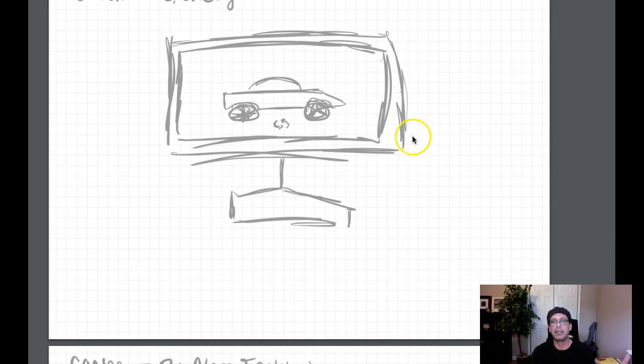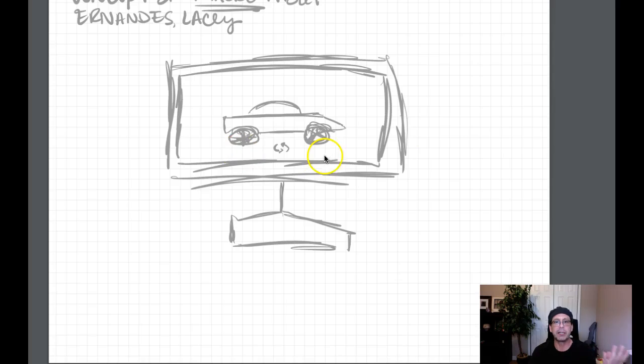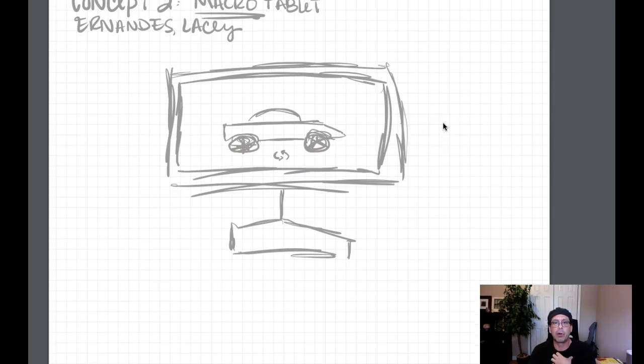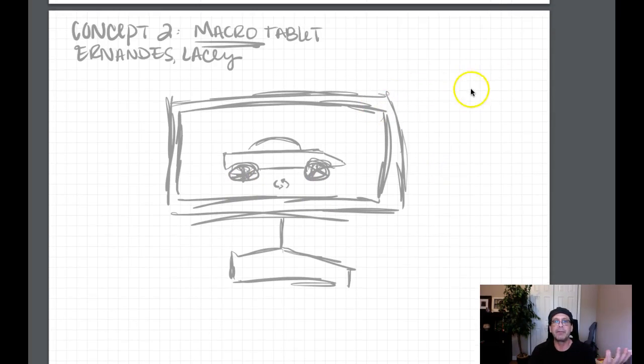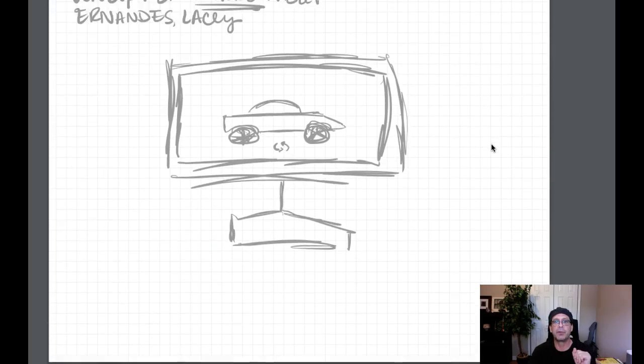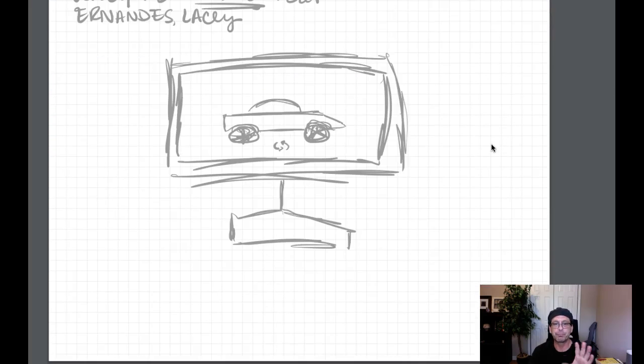How does the potential buyer interact with the macro tablet? And what is the innovation here? What is here that we could call innovative? What are the three main features of this particular approach? And how does the user interact with it?